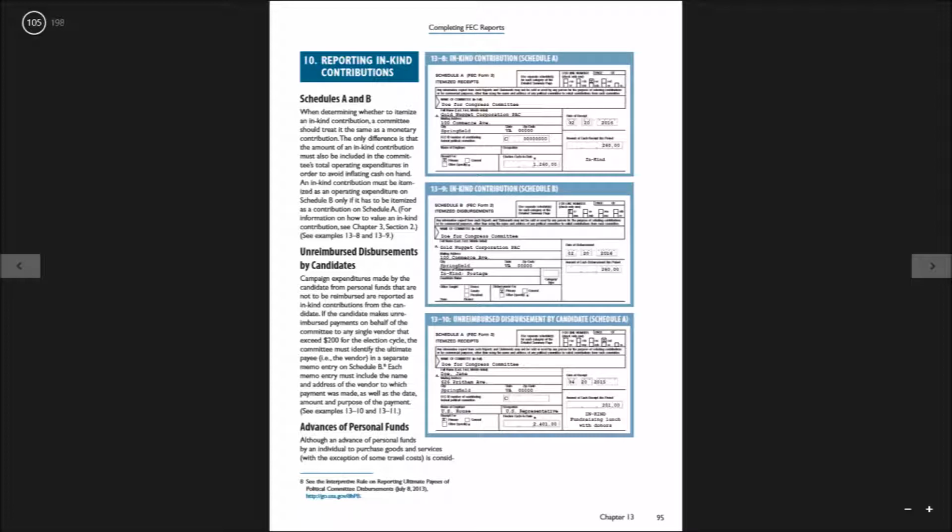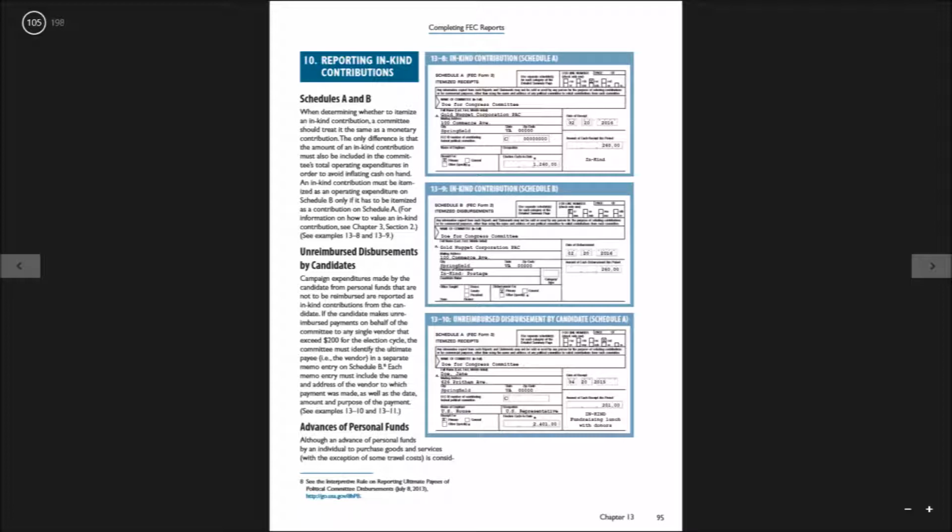An in-kind contribution must be itemized as an operating expenditure on Schedule B only if it has to be itemized as a contribution on Schedule A. For information on how to value an in-kind contribution, see Chapter 3, Section 2.